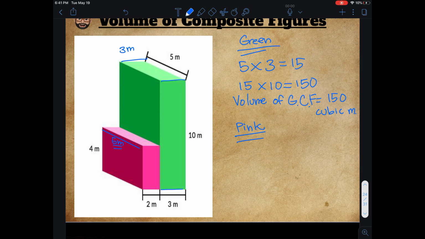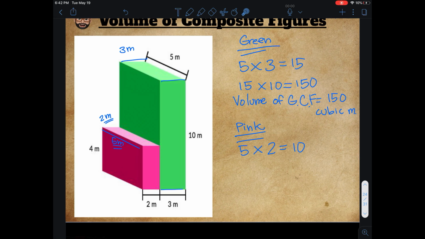So 5 meters times the width, and that's not labeled either, so I have to do the same thing I did earlier. This and this and this edge are all the same length. This right here is 2 meters, so this will be 2 meters, and this is also 2 meters. So I've got 5 times 2, which is 10. I've done the length times the width.